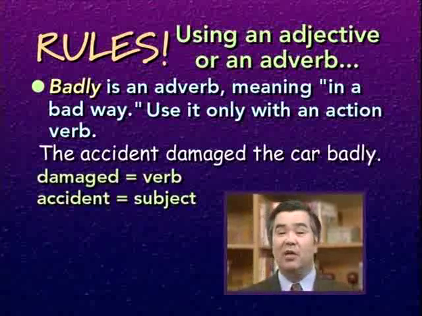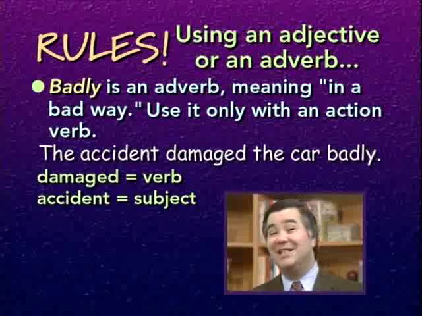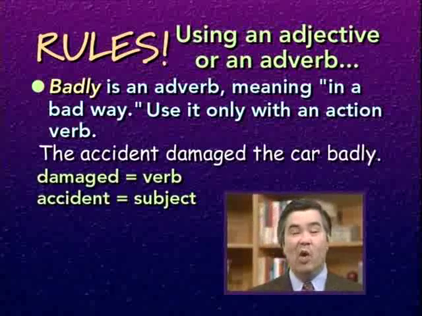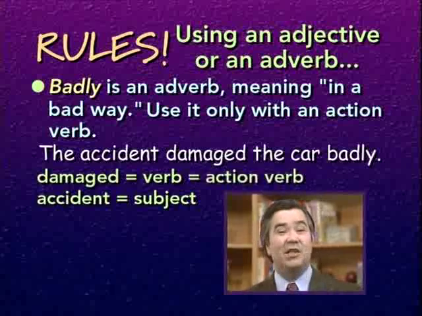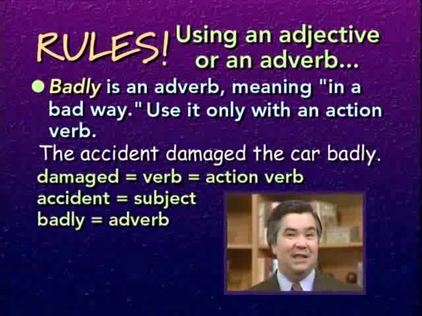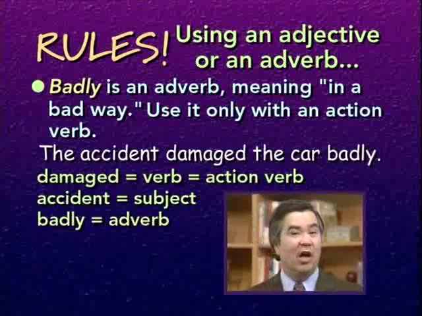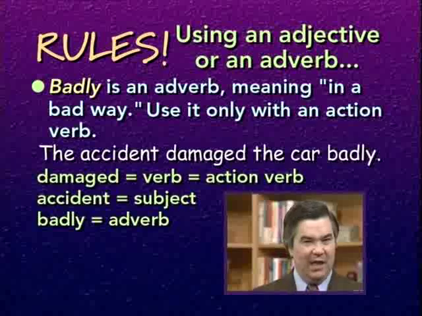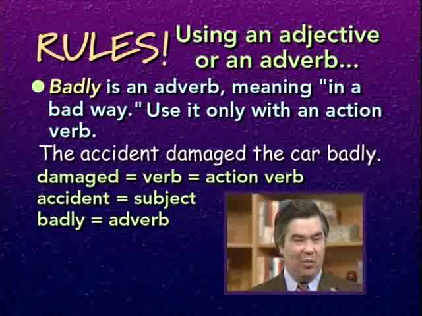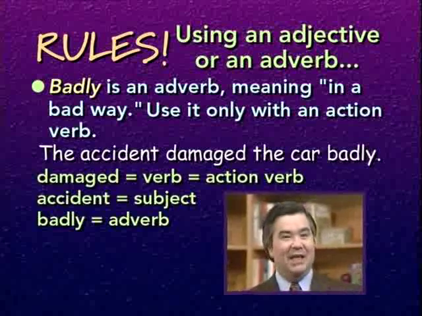Is this an action verb or a linking verb? Well, what's being described is an action, something that the accident did rather than something the accident was. So damaged is an action verb, and what follows it should be an adverb. So the adverb badly is being used correctly in this sentence. How was the car damaged, or how did the accident damage the car? Badly, in a bad way. In other words, the damage was very serious. The car was nearly destroyed. So badly is being used correctly here as an adverb to modify the action verb damaged.